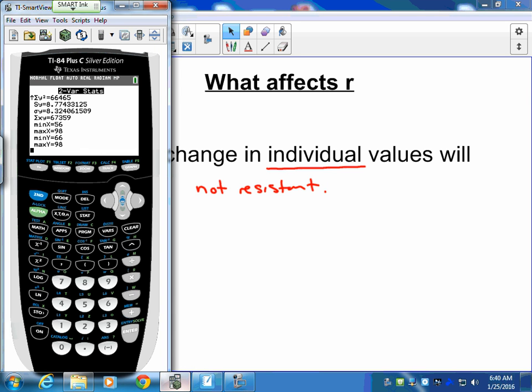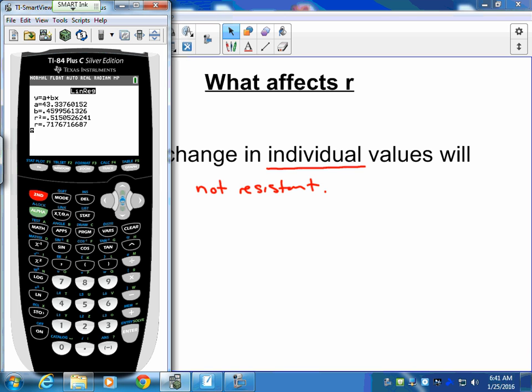So now, if we want to find R, we do it in our stat calculations, and R is connected to our linear regression, which is what we're going to look at next. So we can do a little precursor here. And when we do our linear regression, we can see that the calculator gives us that R value down below. So 0.717, 718.